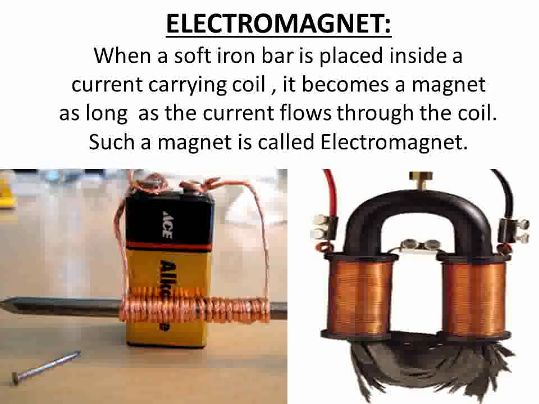Electromagnet. When a soft iron bar, known as the core, C-O-R-E, is placed inside a current carrying coil or current carrying solenoid, it behaves like a magnet. As long as current flows through the coil, such a magnet is called an electromagnet.